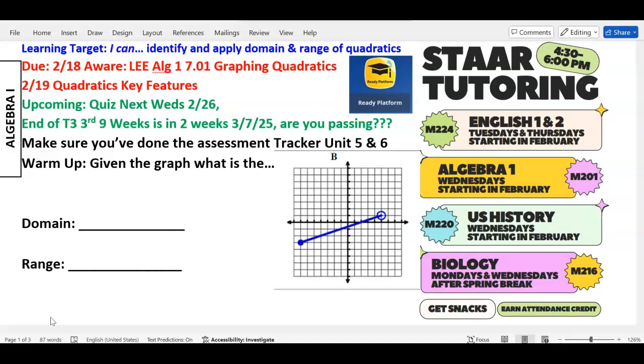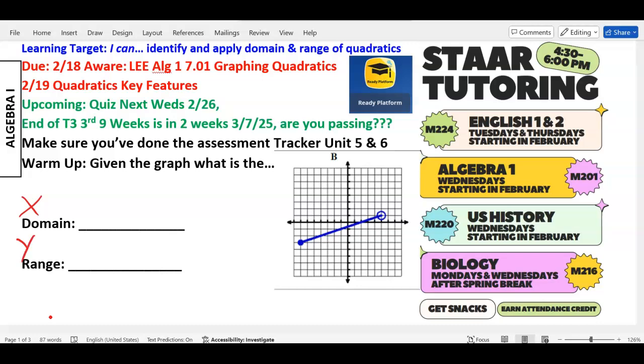Now, make sure you've done this warm-up because it's Friday and you're about to turn it in, right? So this is a reminder of first semester domain and range. So domain is X or Y? What do y'all think? Domain is X. And what is range? The other one, Y, right?